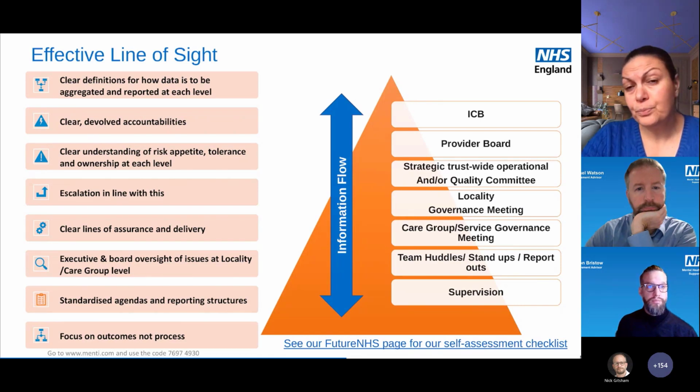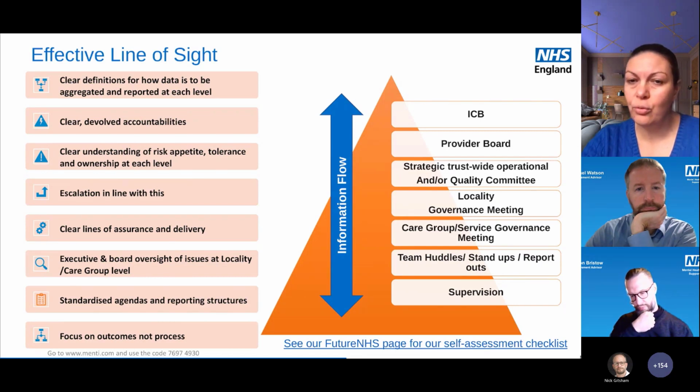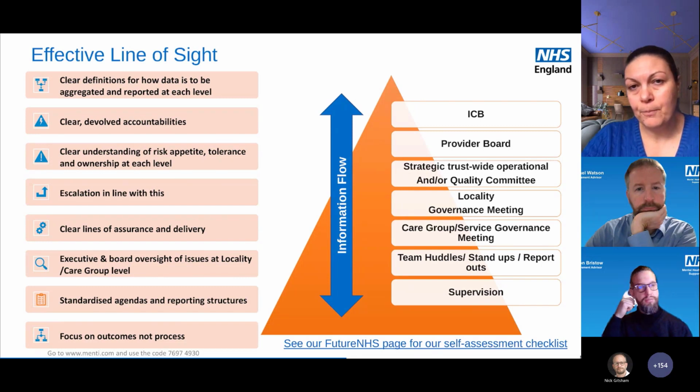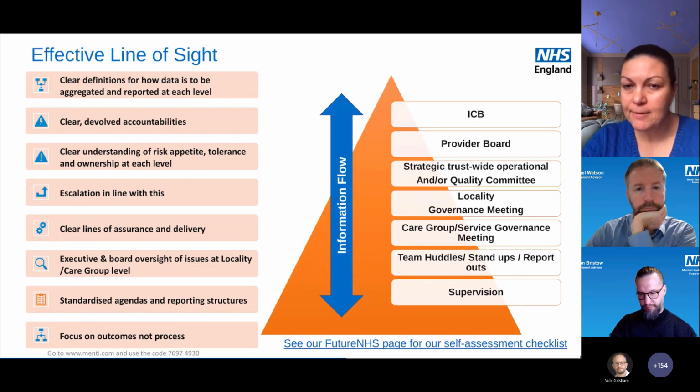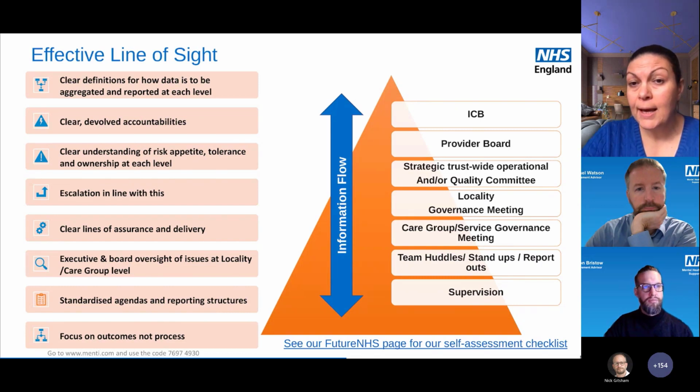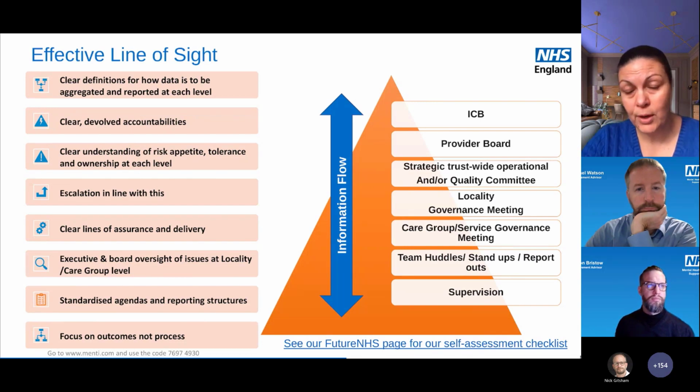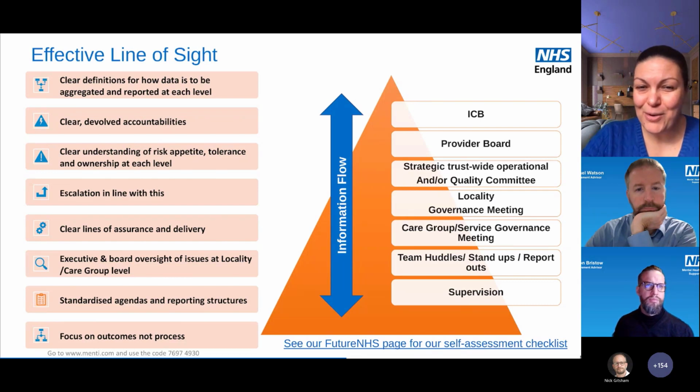It's also really important to think about how team huddles or stand-ups or report outs, depending on the quality improvement model that you use, are used to drive and use data to drive information up the organization at service governance meetings, locality governance meetings, at the trust strategic quality and operational meeting, up to the board and also the ICB. As you can see, the arrow goes also down because it's important that it flows up and down and not in one way only.